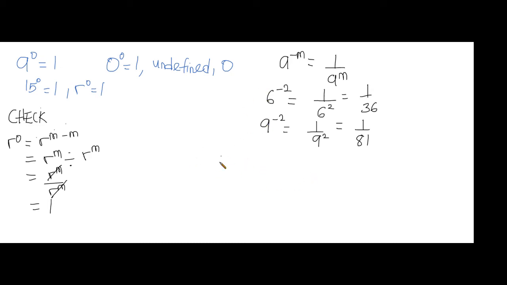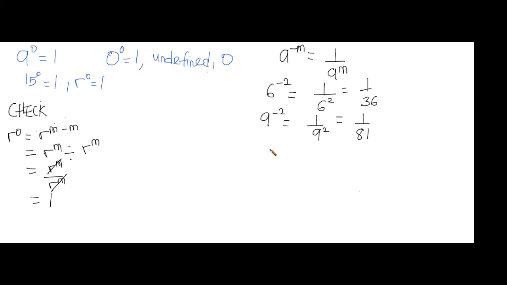We can also check, but I'm not going to do that for all the examples. To check, we have 6 raised to the power of 0 minus 2, and if we look at it, it's still going to give us the same thing. So I'm going back the reverse way. Going back the reverse way, this will be 6 raised to the power of 0 divided by 6 raised to the power of 2.